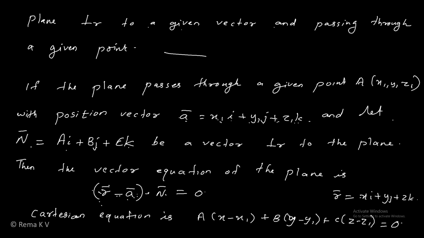Okay, when a normal vector to the plane and a point A is given to us, the vector equation is (R minus A) dot n is equal to 0, and its Cartesian equation is a into (x minus x1) plus b into (y minus y1) plus c into (z minus z1) equal to 0. So let us do some problems.